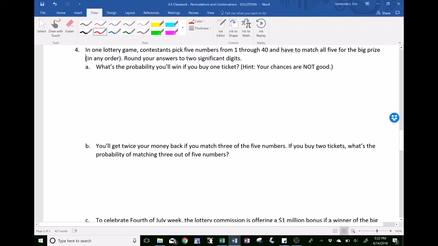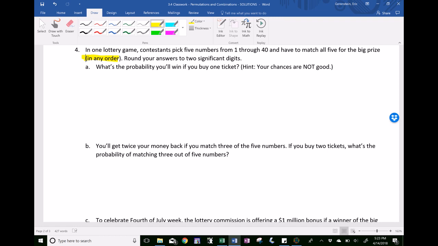Okay, so here we have a lottery game in which contestants pick 5 numbers out of the list 1 through 40. So one lottery ticket consists of a 5-number group out of the group of 40 possible numbers. And to win, all 5 numbers have to be correct in any order. So this is very important here. This tells us we're dealing with a combination. So combination of the correct 5 numbers.